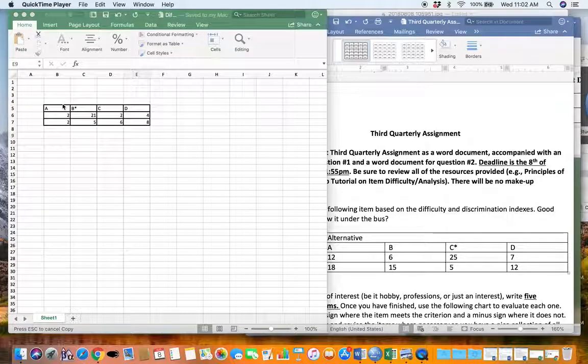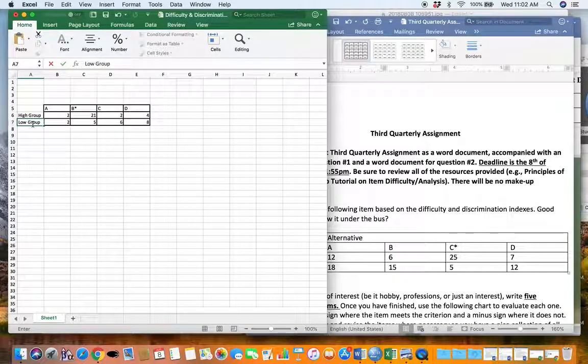We got the number of people who got it right for choices A, B, C, and D, and this is actually for the high group, so the top 27% of your distribution, and the low group, which is the bottom 27% of your distribution. Given that you've completed quite a bit of assignments requiring Excel, this really shouldn't be that hard.